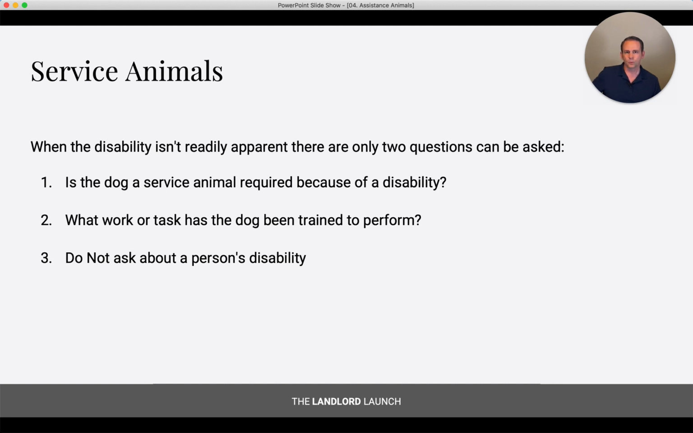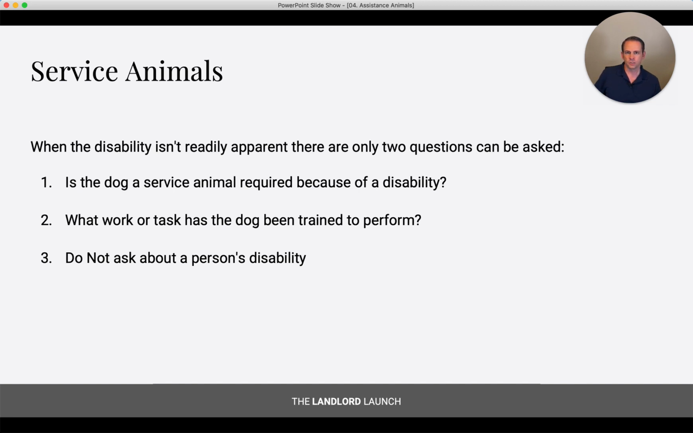Now, if the disability isn't readily apparent, and emotional support animals are a little different, but with service animals exclusively, there are only really two questions you can ask. And you have to be careful even asking these. If the animal has a service animal vest on, and there's any sign whatsoever, it doesn't even matter. And this isn't only for housing. This is for restaurants, airlines, federal buildings, all of that.